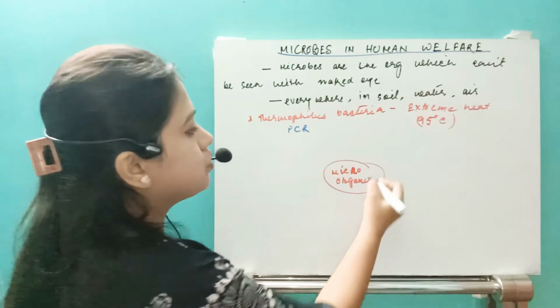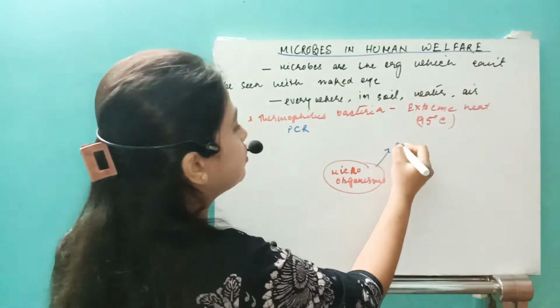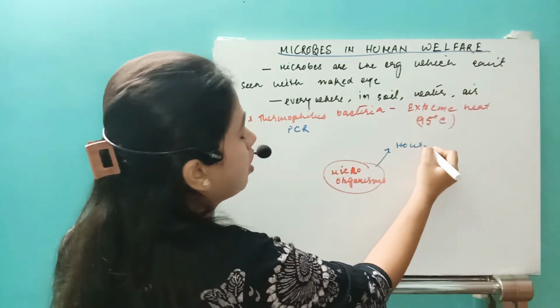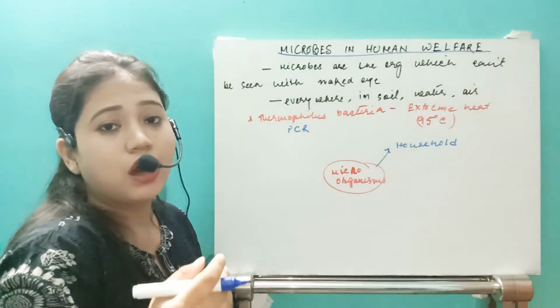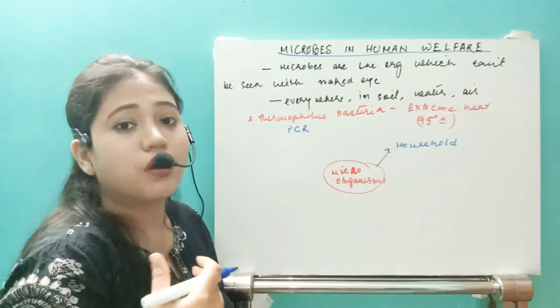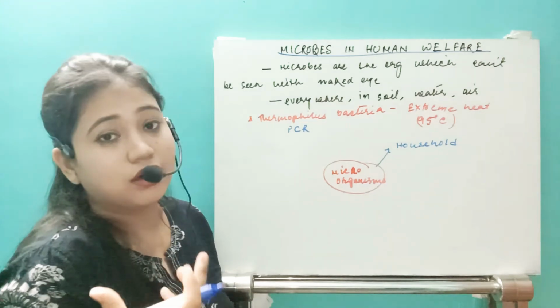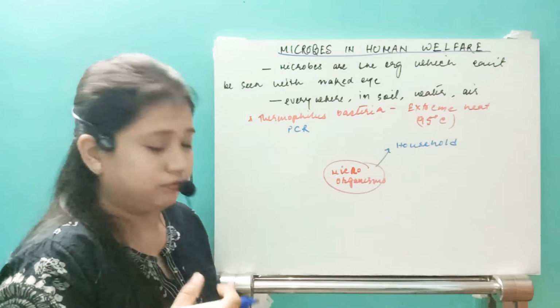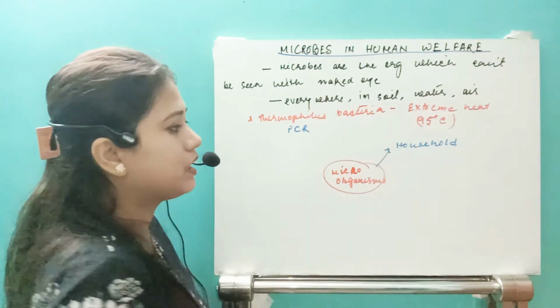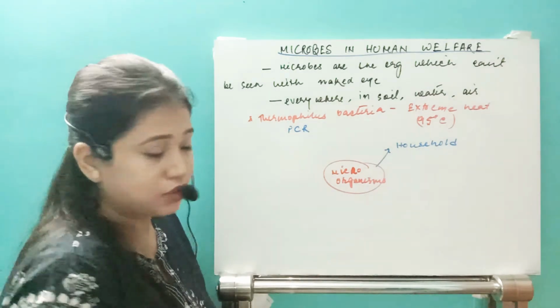First of all, these microorganisms are used in our kitchen, in the household, like in the production of curd, in the production of cheese, and we can also use them for bread. So everywhere in the kitchen, these microorganisms are used.